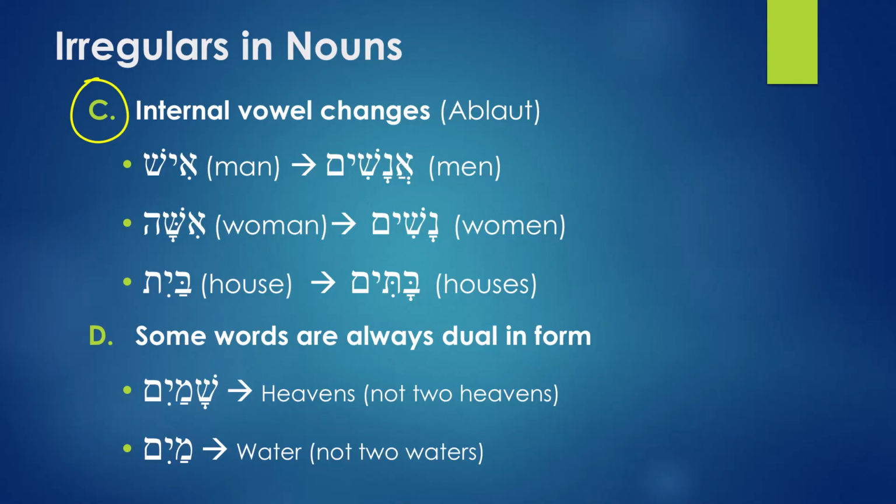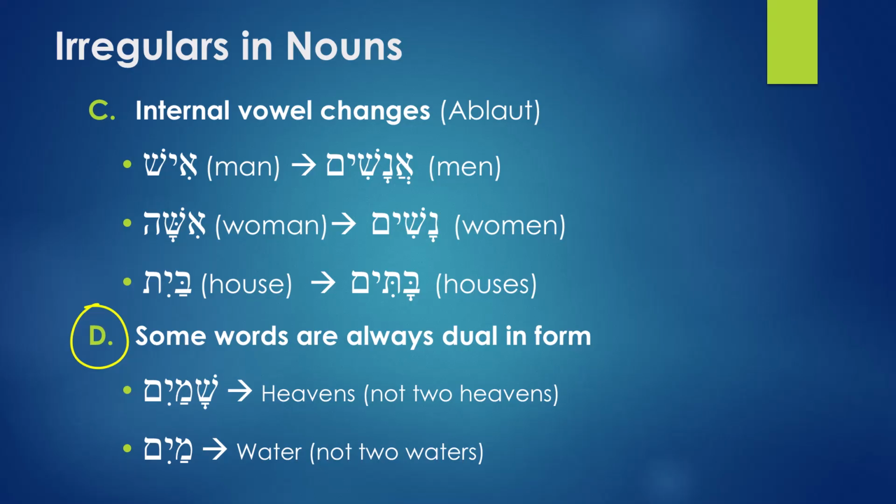Another example, bayit. Bayit means house. When you want to say houses, it becomes batim. Instead of bayitim, it becomes batim. And batim means houses. When you see batim, know that we're talking about house, but the plural form, so houses. Again, you just have to know them.